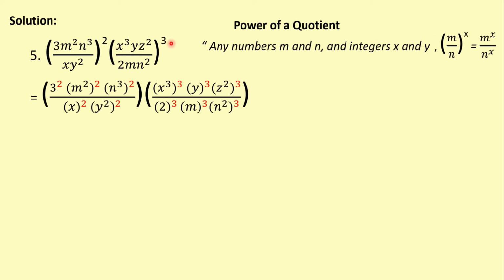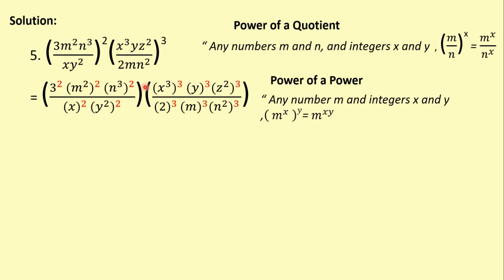Same rin dito yung gagawin natin. Distribute lang din natin yung exponent. Magiging x cubed to the power of 3, y to the power of 3, z squared to the power of 3, 2 to the power of 3, n to the power of 3, n squared to the power of 3. So, distribute lang din natin ulit yung exponent. Then, yan, power to power na naman.